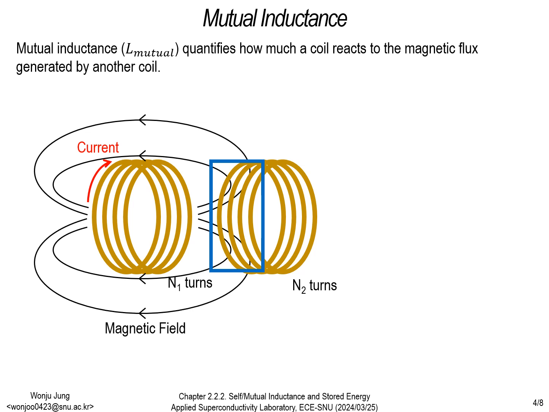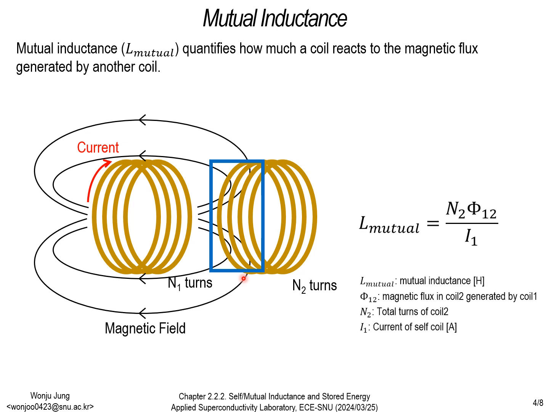Now, let's discuss mutual inductance. This parameter measures how much a coil reacts to the magnetic flux produced by another nearby coil. This interaction is crucial in systems where energy transfer between different components through magnetic fields is needed, such as transformers. It is defined as shown in the equation, and it is mathematically symmetric. This means the value of the mutual inductance will remain the same even if you exchange the positions of 1 and 2.